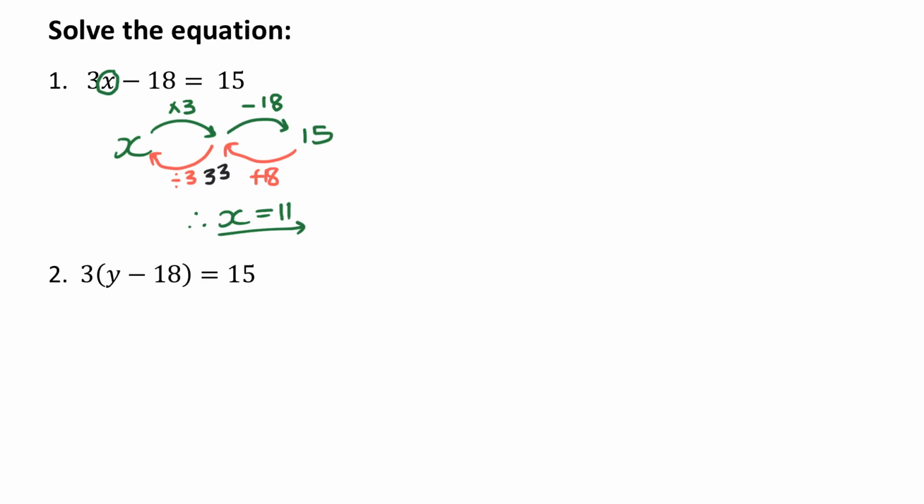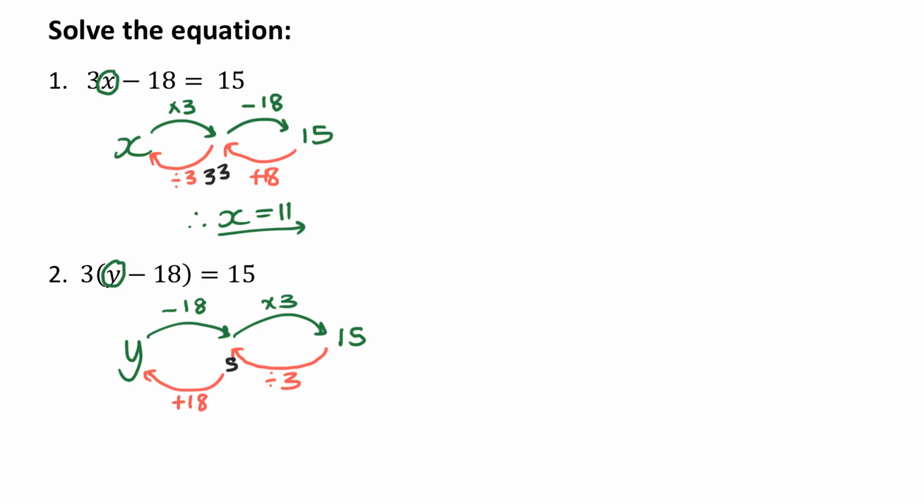Let's look at the next one. Can you see it looks very similar, but some things are happening in a different order. If I start with y, what is the first operation on y? It is going to be minus 18. And then the next operation on y is multiplied by 3. So on the answer of y minus 18, that is multiplied by 3, and I get 15. Let's work backwards. 15, opposite of times, is divided by 3. And 15 divided by 3 gives me 5. And 5, opposite of subtracting 18, I'm going to add 18. And 5 plus 18 gives me that y is equal to 23.